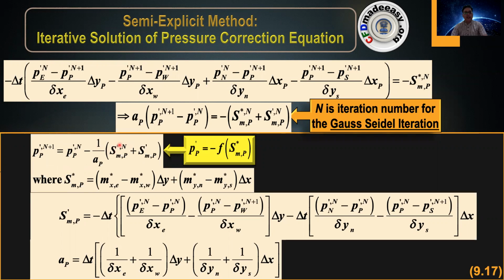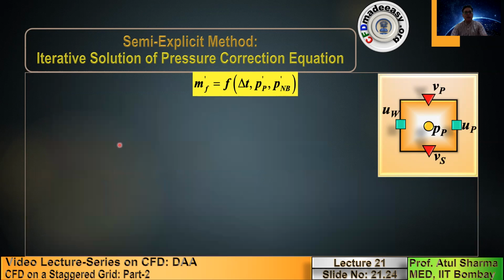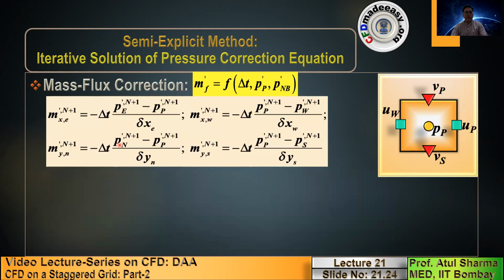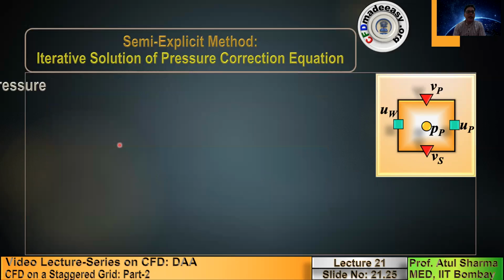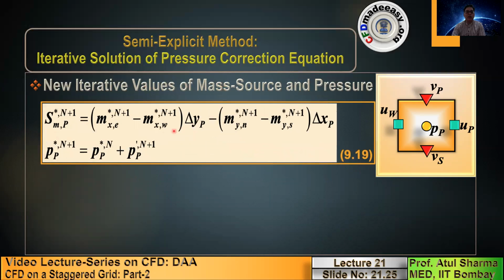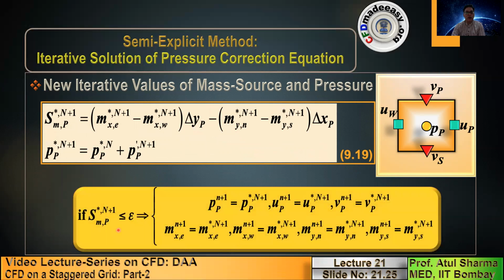But note that the iteration involves not only that equation, but also these equations for mass flux correction, because in each and every iteration we are tuning the pressure. After tuning the pressure, we obtain the mass flux correction, and from the mass flux correction we obtain the new mass fluxes and new mass imbalance. So inside the loop, you have many equations. Once you obtain that, you get the new iterative value of mass source and new pressure, and if this mass source is close to zero, then you need not do any further iteration.